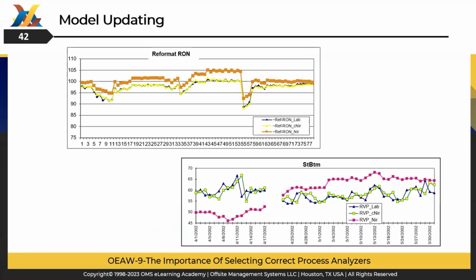Another example, and you can see here a yellow line, it's a line for the NIR analyzer and corrected NIR analyzer, and the blue line here is the laboratory analyzer. You can see after correction, the results are looking the same, compared to the orange line, which is actually the measurement of the NIR analyzer without any correction.